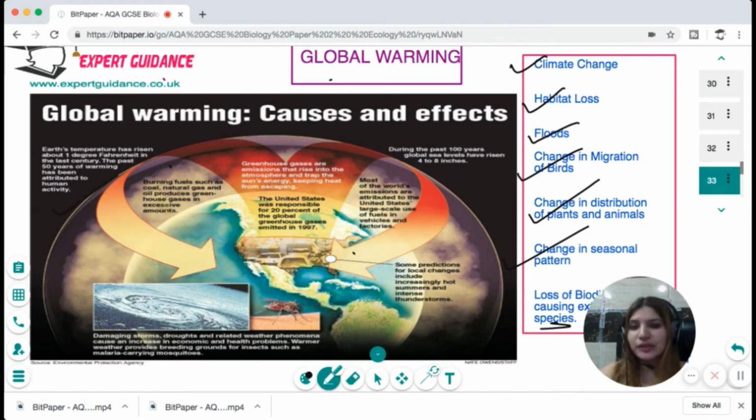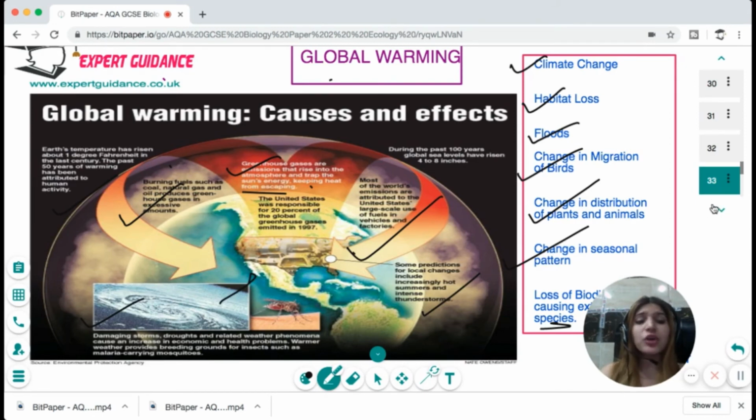And what are those human activities? Burning fuels such as coal, natural gas, and oil produces greenhouse gases in excessive amounts. Greenhouse gases are emissions that rise into the atmosphere and trap the sun's energy, keeping heat from escaping. Now, most of the world's emissions are attributed to the United States, large-scale use of fuels, vehicles, and factories. And some predictions for local changes include increases in summer temperatures and intense thunderstorms, damaging storms, droughts, and related weather phenomena attributed to this greenhouse effect.